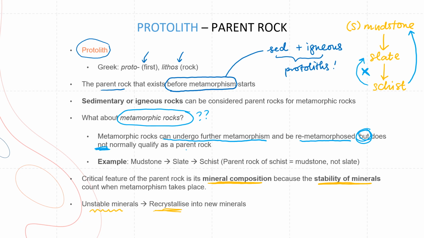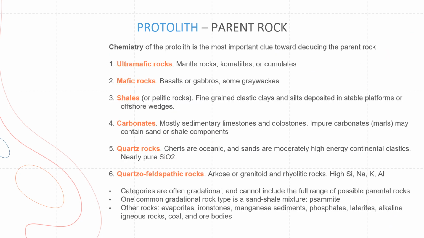So remember from our earlier definition, metamorphism is change that occurs due to a change in the original environment. So anything that's unstable will recrystallize into new minerals. As I mentioned earlier, the chemistry of the protolith is the most important clue towards deducing the parent rock. So as we move further down this journey into metamorphism, you can come back to the slide and have a look at the different types of rocks and what that means for your metamorphic rock.